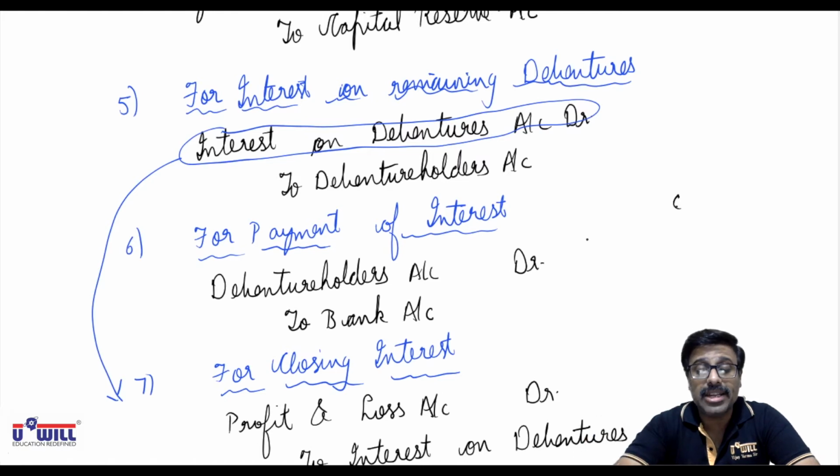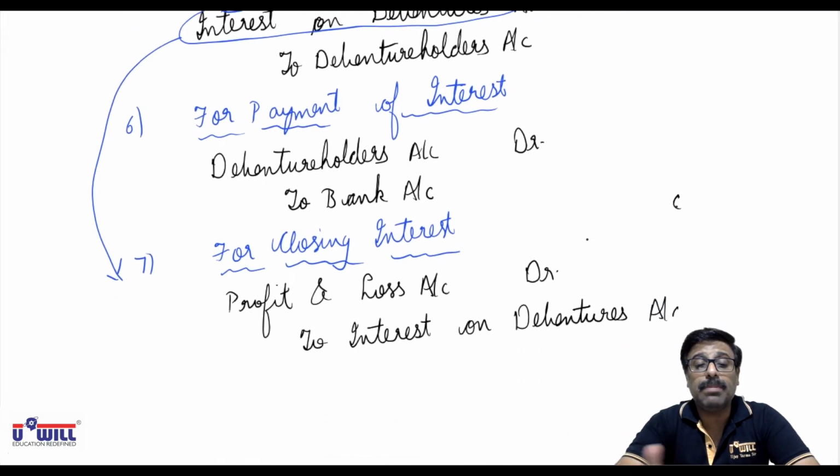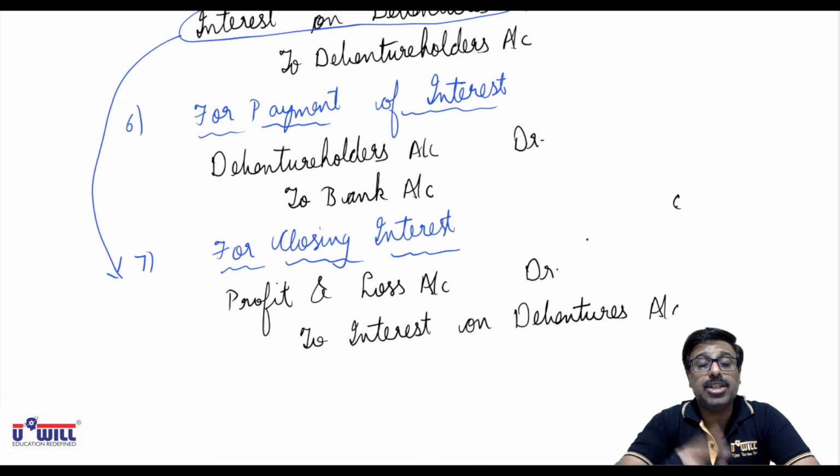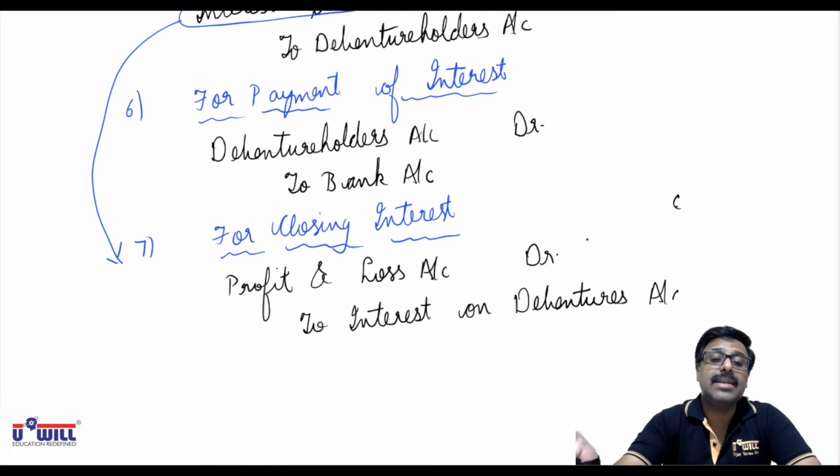Maybe everyone is not willing to sell. So whichever debentures are pending and remaining, on that you will have to continue to pay the interest. For that, the entry will be: interest is an expense, debit all expenses and losses, interest on debentures account debit. Amount is payable to debenture holders, credit the payable to debenture holders account. And then for the payment of that interest, debenture holders are the receiver, debit the receiver, debenture holders account debit. Bank is the giver, credit the giver, bank account.